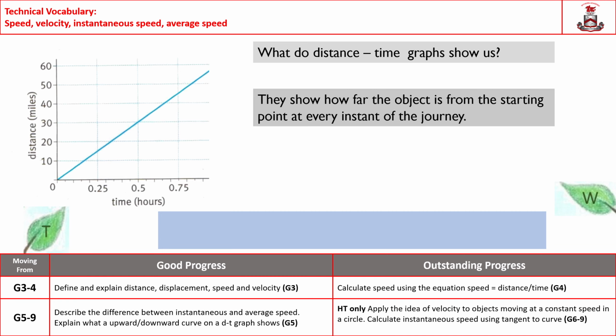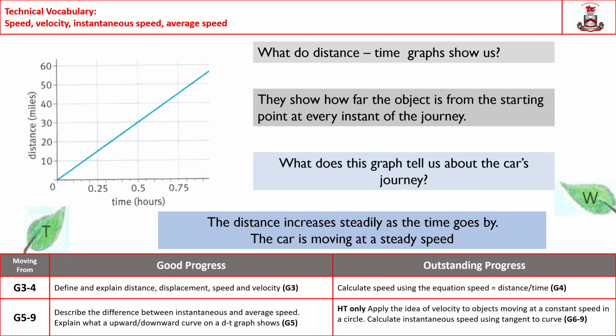Now, the graph shows us how far away from the starting point this object is at every instant of the journey. So at every time you can see how far away from the start, which was 0, is this thing. So this graph says the person is moving away. So look, it's a straight line.